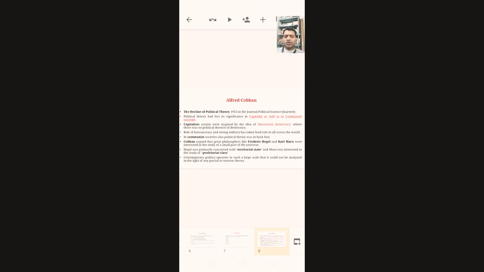Okay. So Alfred Kuhn says that contemporary politics operates on such a large scale that it could not be analyzed in the light of any partial or narrow theory. So please remember, Kuhn challenges the ideas of Hegel and Marx, and he blames these philosophers because they were not able to study on a comprehensive scale. That was one of the important factors which led to the debates on the decline of political theory.